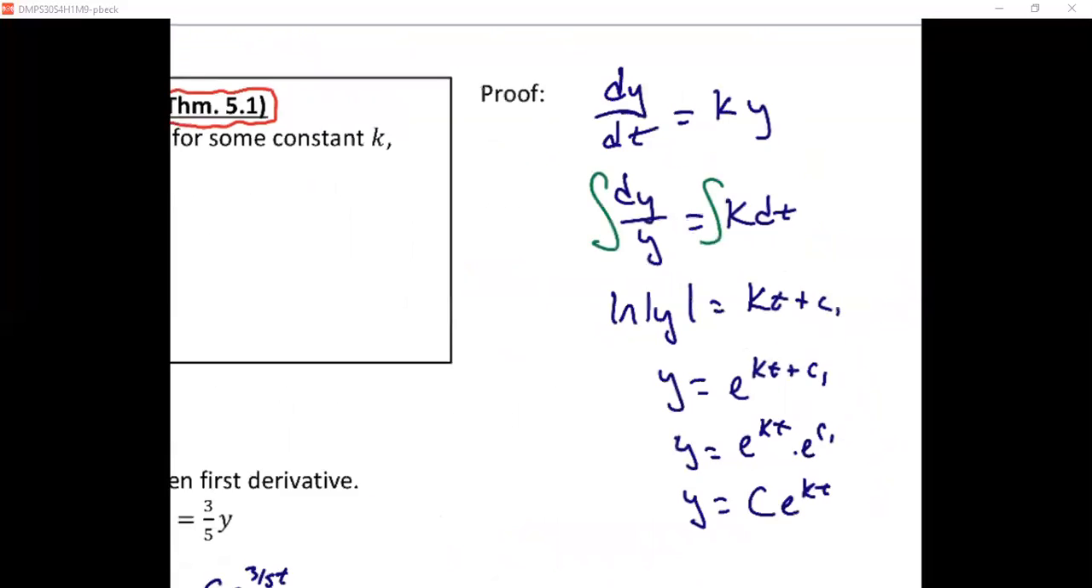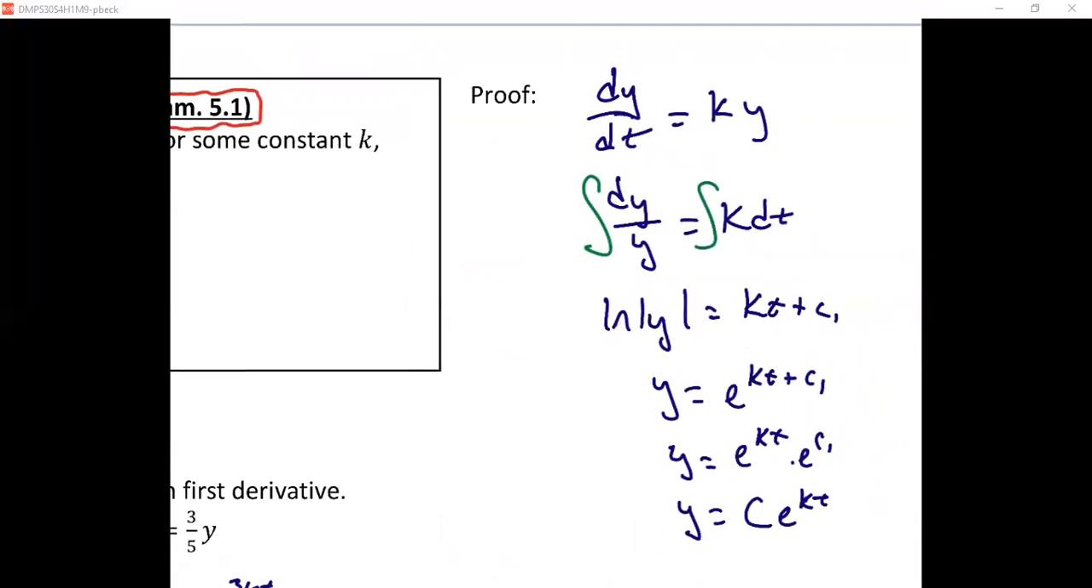So here's our proof. With our proof, we're again taking the separation of variables approach: bring our y's to the left, bring our non-y's to the right, integrate both sides, natural log of the absolute value of y, and then take e to both sides. When I take e to both sides, one of the things you should notice is we can drop the absolute values, and that's because if we're taking e to both sides, we know that y has to be a positive value.